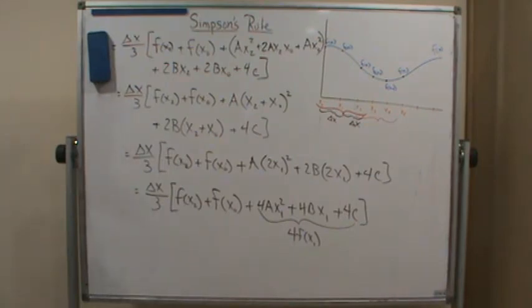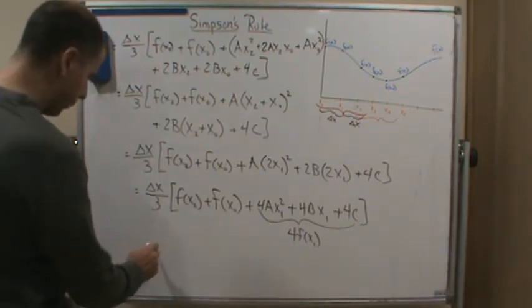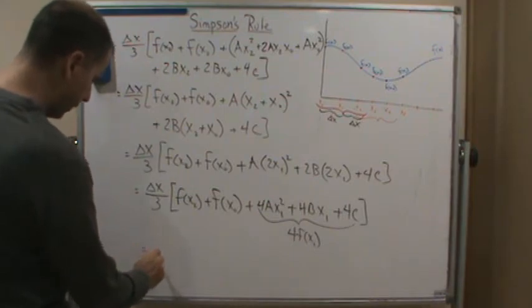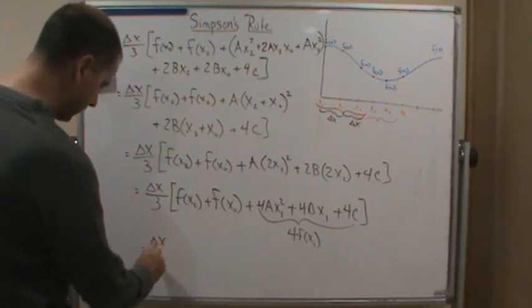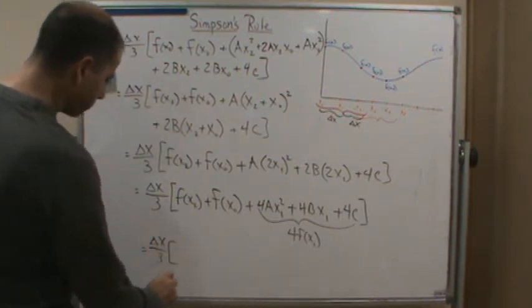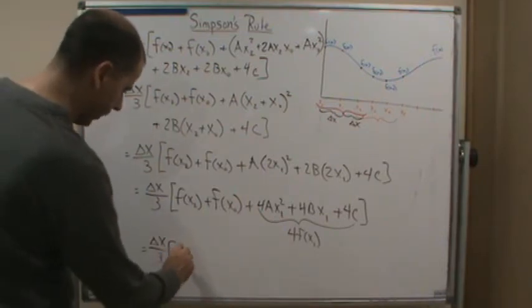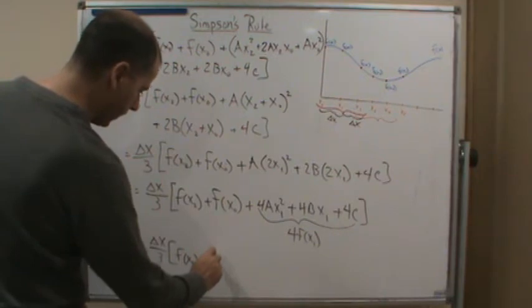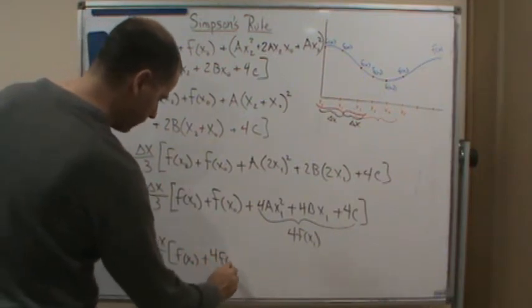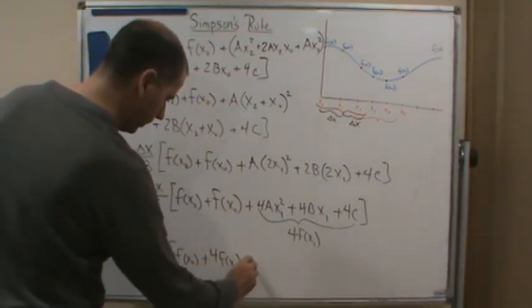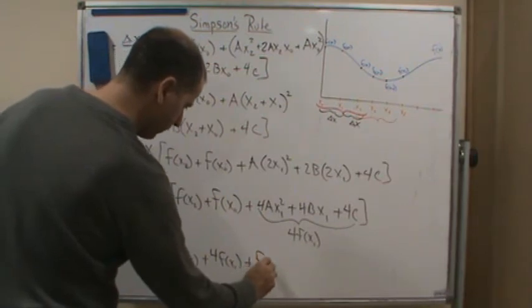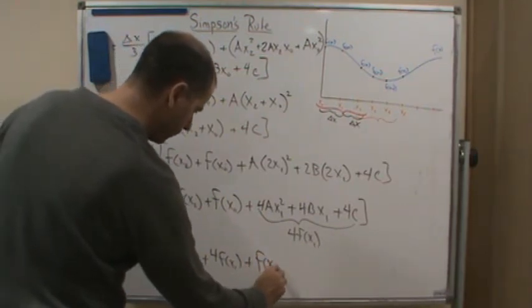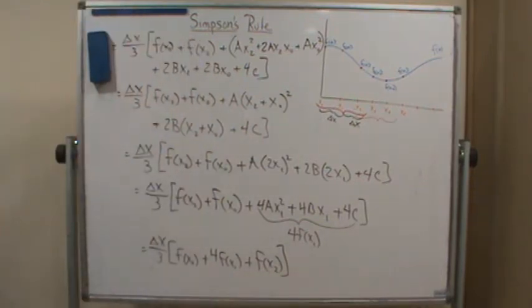Now, if we do this, so now let's rearrange this. This will be delta x over 3, and we get what? f of x0 plus 4 times f of x1 plus f of x2. Okay, now, so far so good.